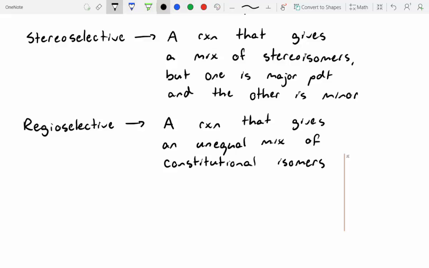So there are additional terms that you might see in the book as well, like enantioselective or enantiospecific. That's referring to a reaction that primarily produces one enantiomer over the other. However, stereoselective reactions could be either enantiomers or diastereomers that you're comparing. So there are a few more, but these are the main three that I want you guys to be concerned with. All right, let's do another one.